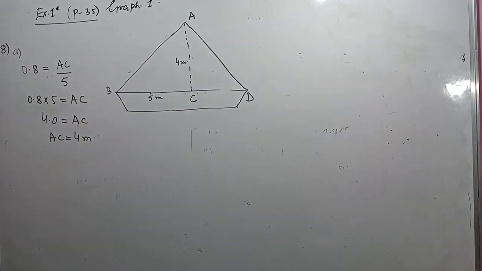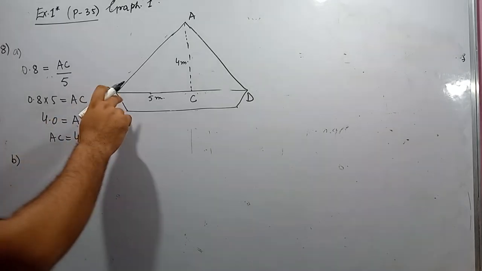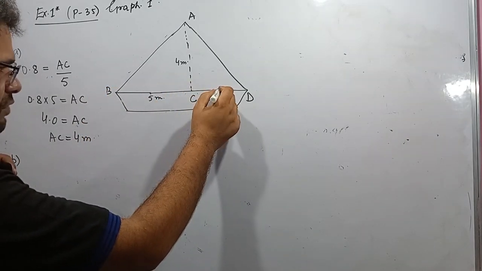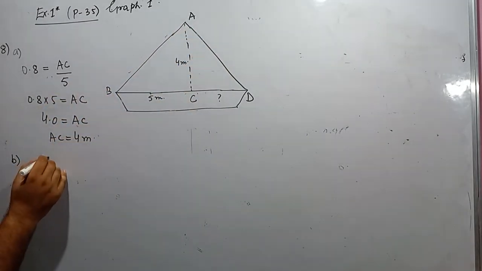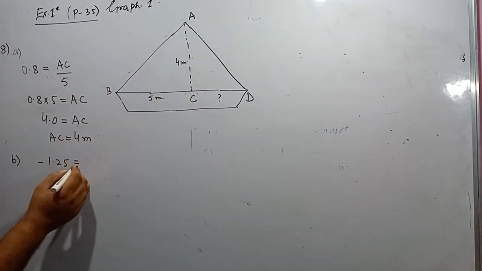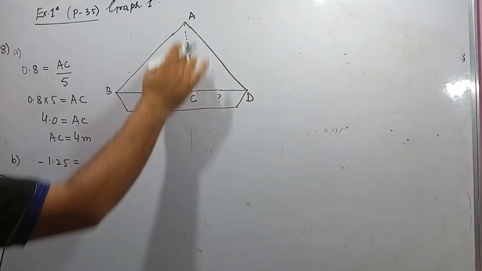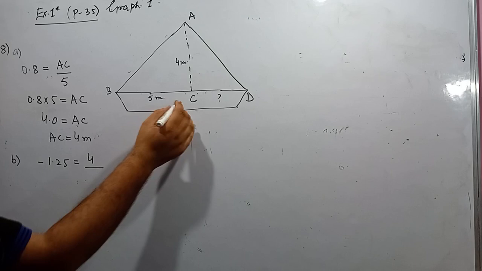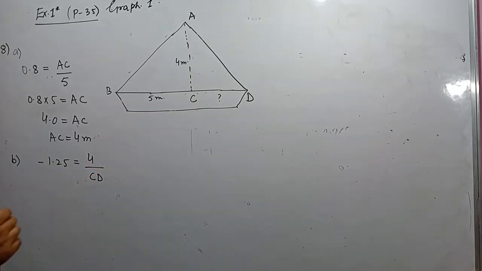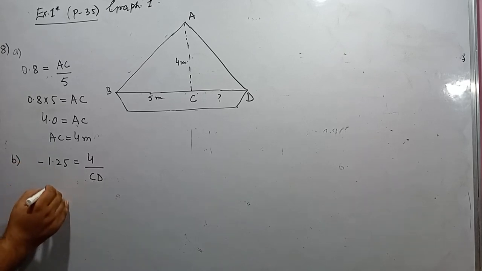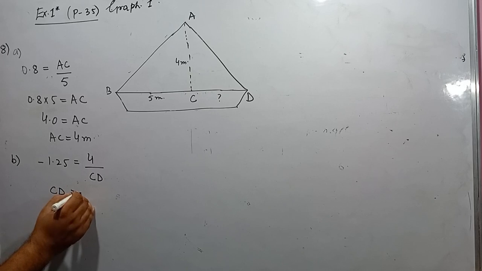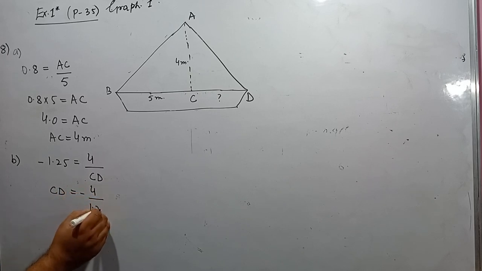Now coming to the next part, B part, the gradient of AD is minus 1.25. What is the length of the board? We need to find the length of the board. First we will find this CD. We know that it's given the gradient of AD, that's minus 1.25, which is equal to AC divided by CD. What is AC? That is 4 divided by CD. Now I will do the transposition, like CD is equal to minus 4 divided by 1.25.